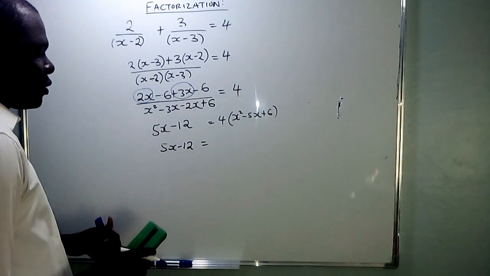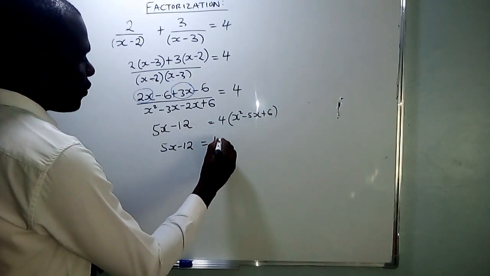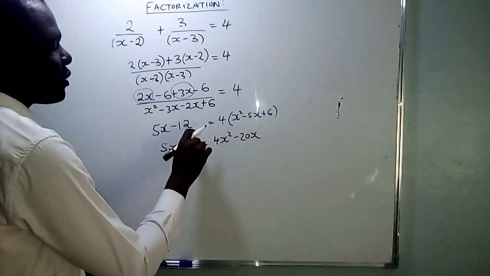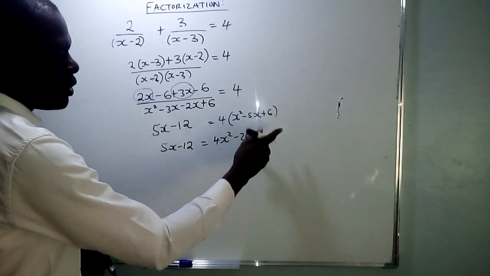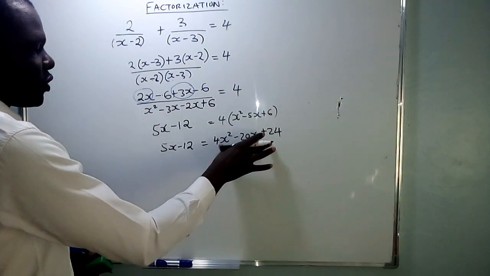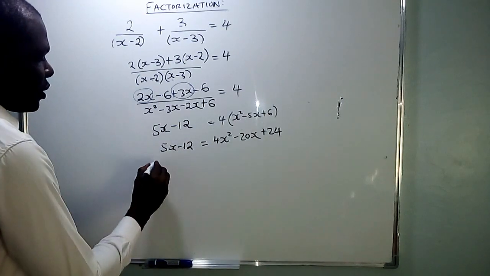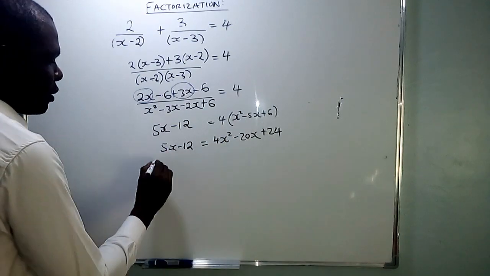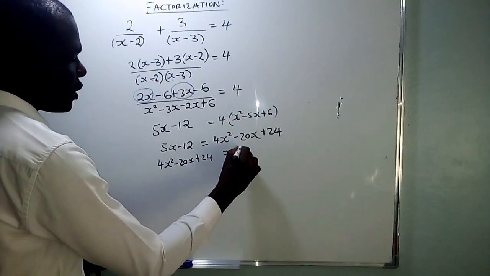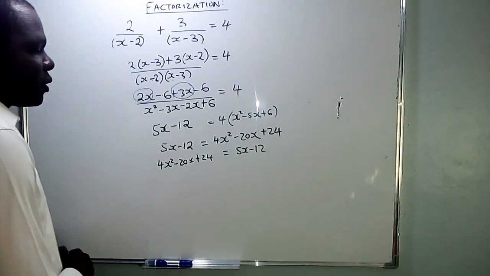Then you expand the right hand side of the equation, isn't it? That is going to be 4 times x squared, we get 4x squared. 4 times negative 5x, you get negative 20x. Then 4 times 6, you get positive 24. Now you collect like terms. You take all terms to one side of the equation, isn't it? So this means we will have 4x squared minus 20x plus 24 is equal to 5x minus 12.